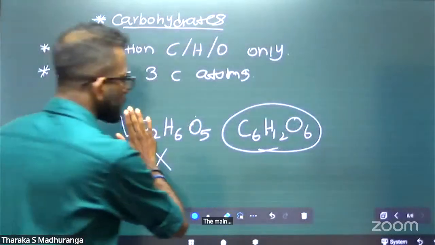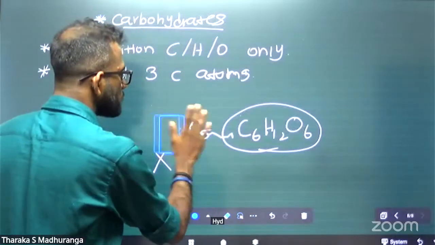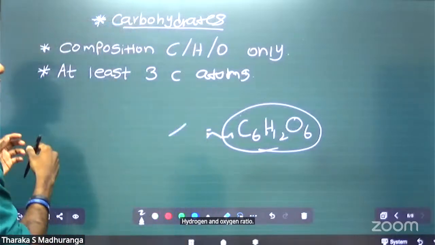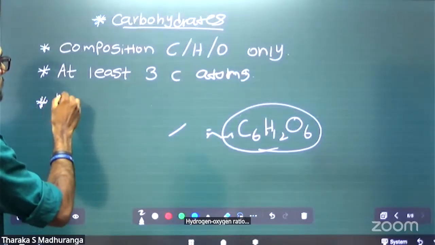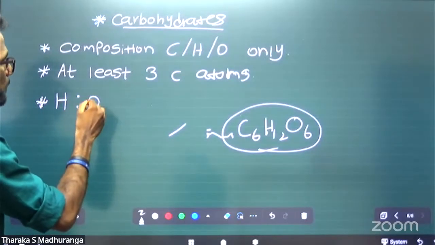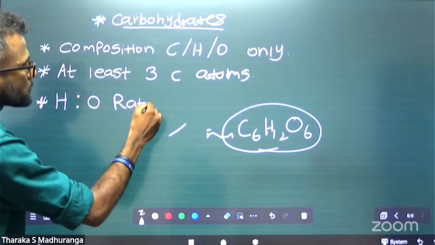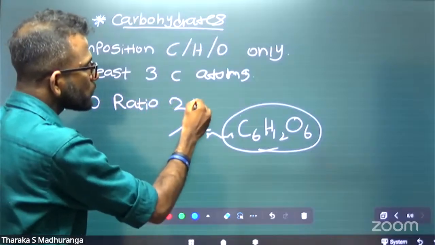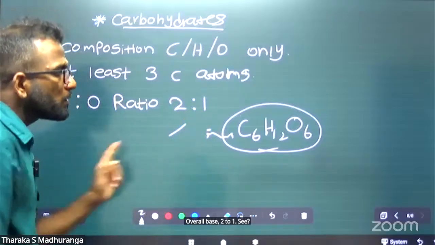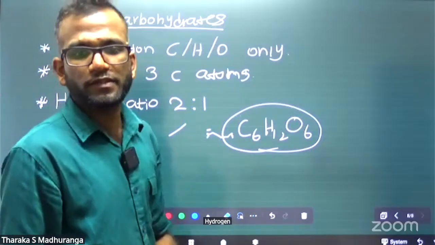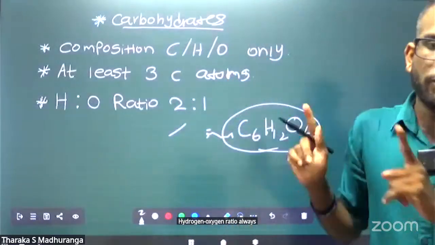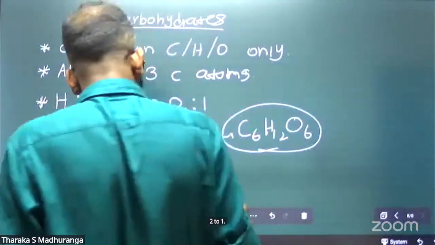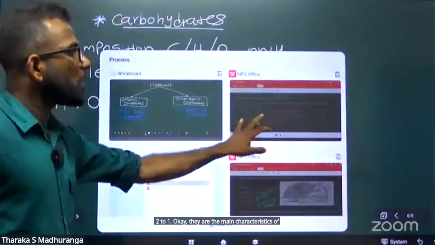The final characteristic, hydrogen and oxygen ratio. The hydrogen oxygen ratio is always 2 to 1. See, hydrogen 12, oxygen 6. Hydrogen oxygen ratio always 2 to 1. Okay, they are the main characteristics of carbohydrates.